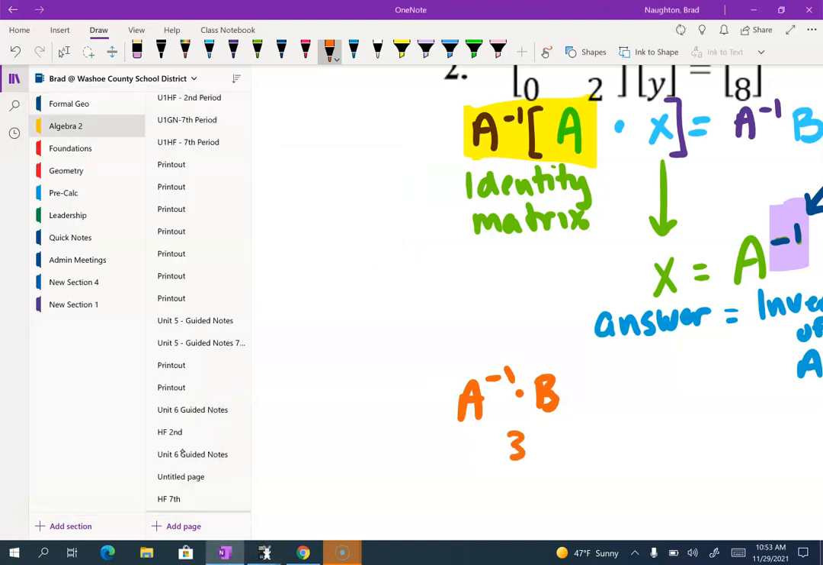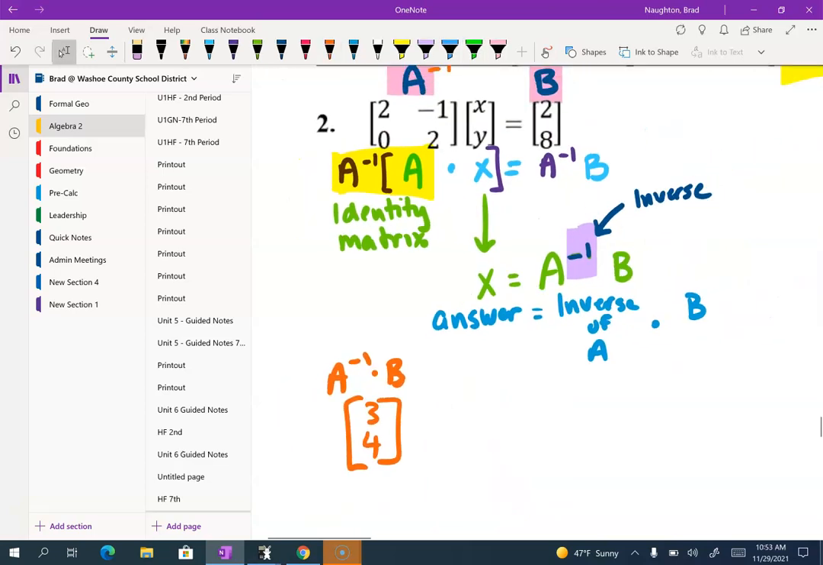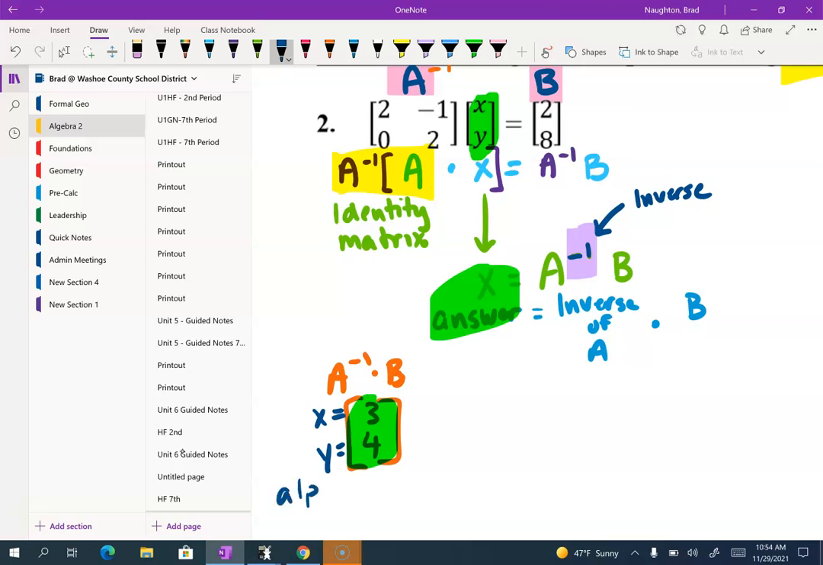I got 3, 4. So what is that? That represents this x right here, or our answer. So that means that x is equal to 3 and y is equal to 4. This is always going to go in alphabetical order as long as you put it in alphabetical order. And so that's your answer.